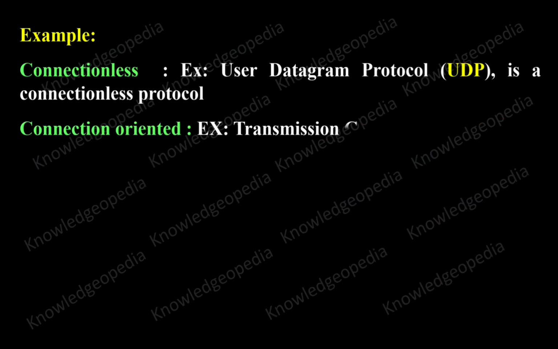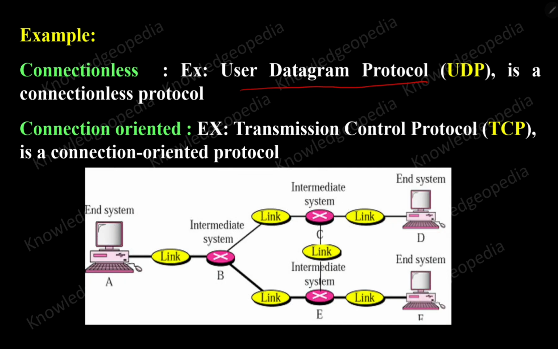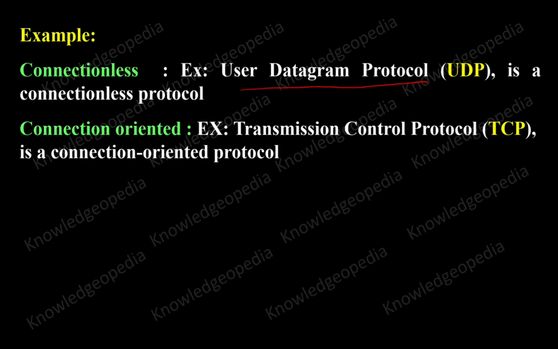Some examples: User Datagram Protocol, UDP, is a connectionless protocol, whereas Transmission Control Protocol, TCP, is a connection-oriented protocol. So with this we understood the two layers.